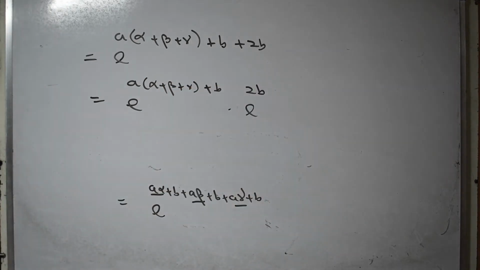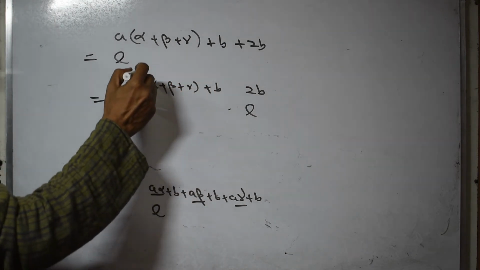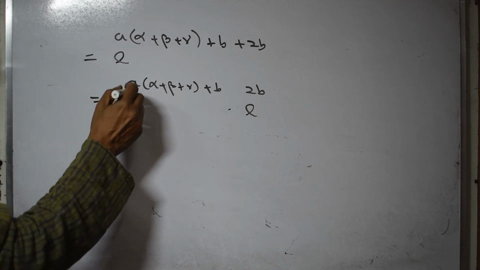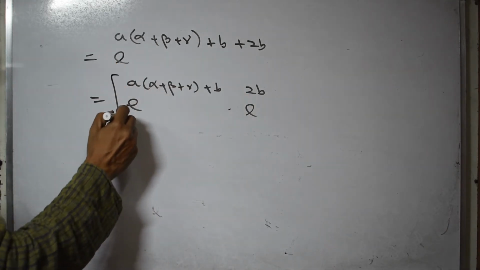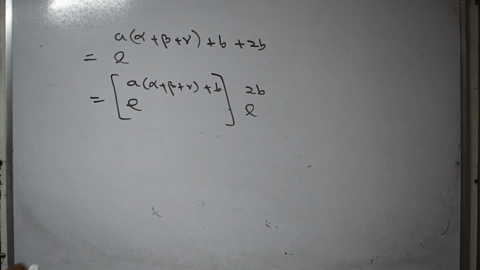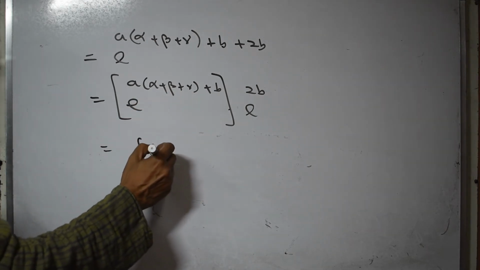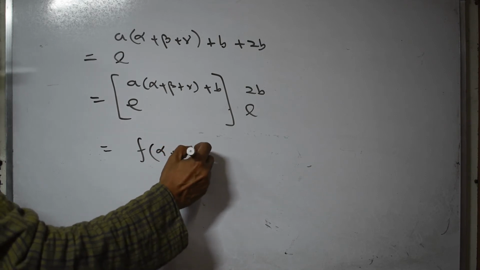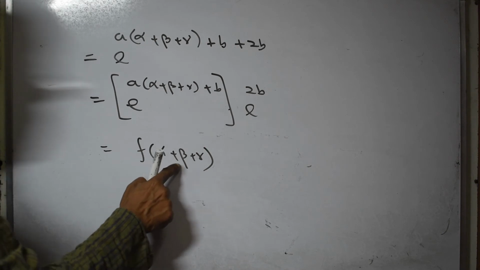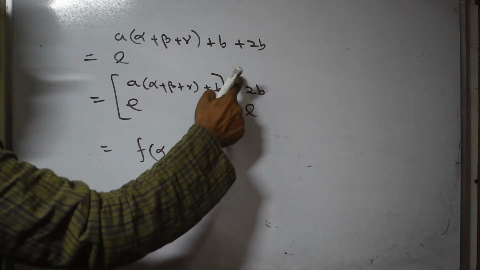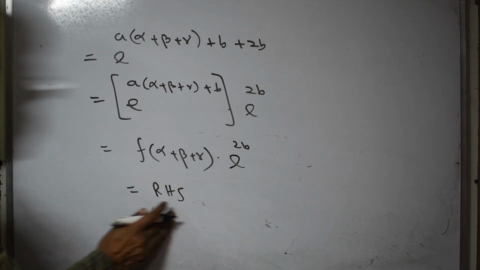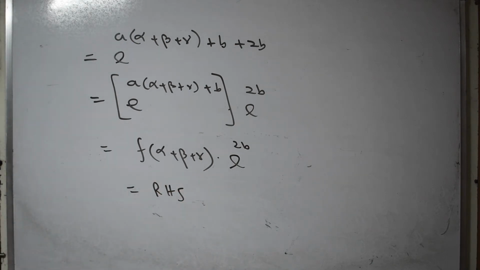Now what is this? In place of ax in e to the power ax plus b, if you look at this portion, x is alpha plus beta plus gamma, therefore it is a function of alpha plus beta plus gamma, because in ax plus b, x is alpha plus beta plus gamma here, into the extra part e to the power 2b, which is the right hand side. So this proves the right hand side.